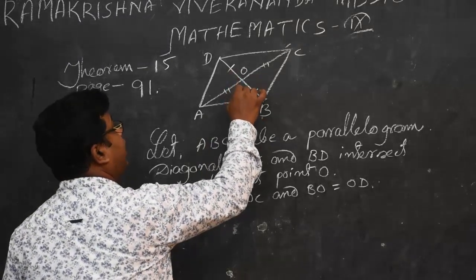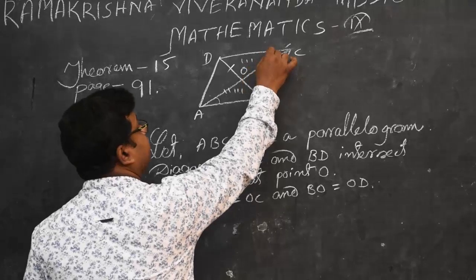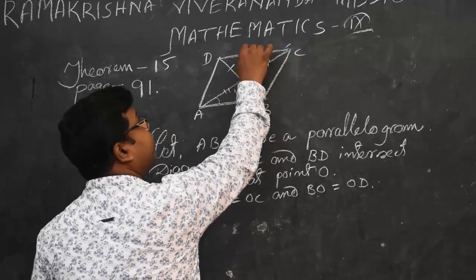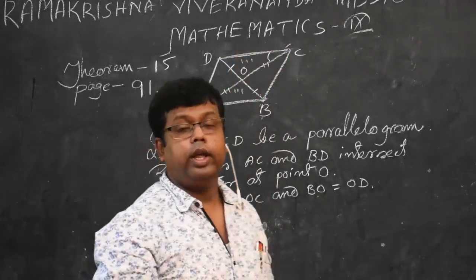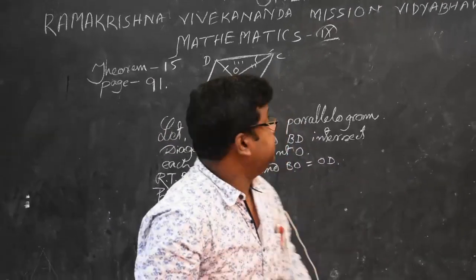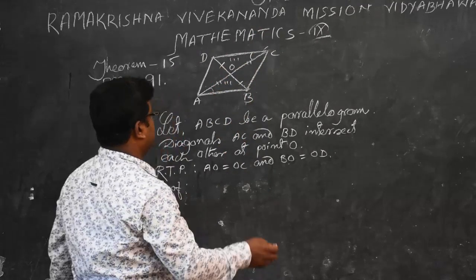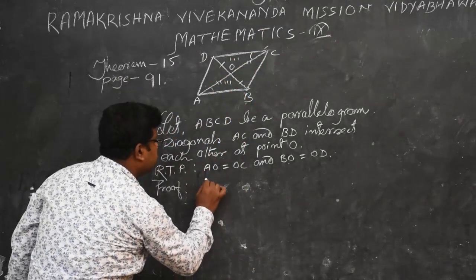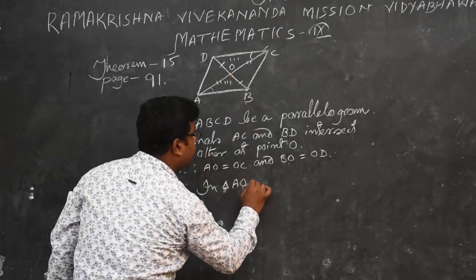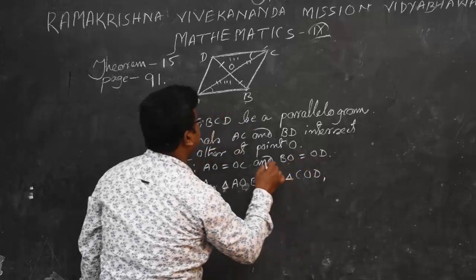In triangle AOB and triangle COD, this angle equals this angle. Why? Because AB and DC are parallel to each other. We get this information from the definition: if the opposite sides of a quadrilateral are parallel, then it is a parallelogram. Since ABCD is a parallelogram, AB and DC are parallel to each other.